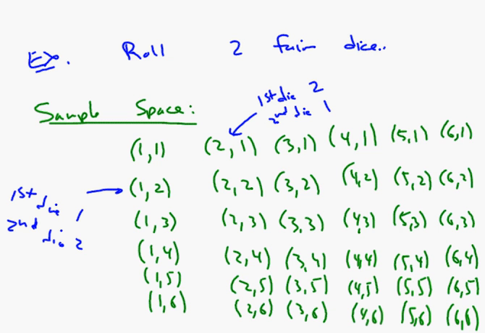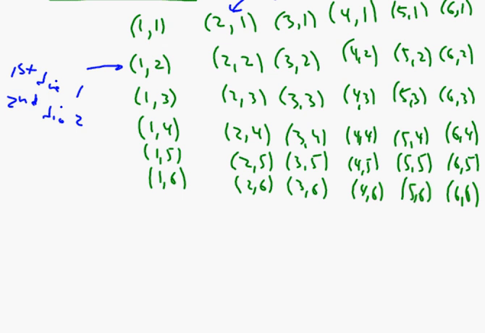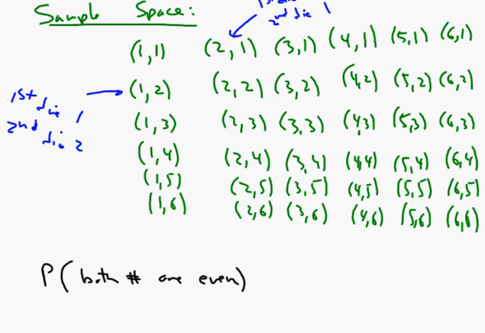Okay. Now, the next thing we're going to do is talk about an event. An event is a random phenomenon. It's an outcome or a set of outcomes that satisfy a certain condition. So maybe I'm going to say to you, find the probability of the event that both numbers are even. Okay, or both die show even numbers. Okay, so the event is both die showing an even number, and P means find the probability of that event.